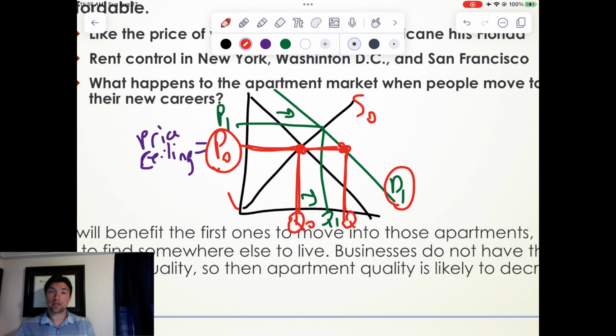So we're having a situation where there's going to be more demand than there is supply. So what does that mean? Do we have a surplus or a shortage? You're having too many people buying things. It's a shortage.